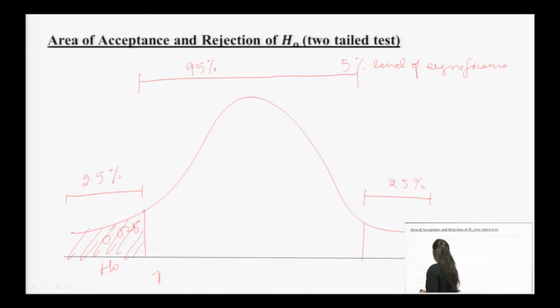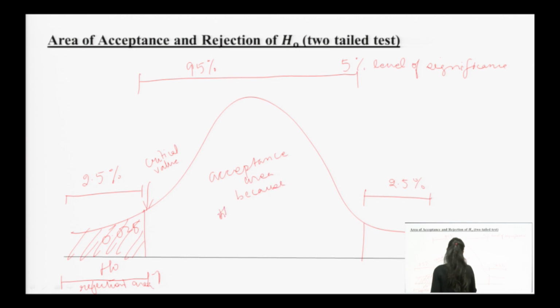This line is called the critical value. This area is the rejection area and this whole area is the acceptance area, because the value of the statistic lies in this area.